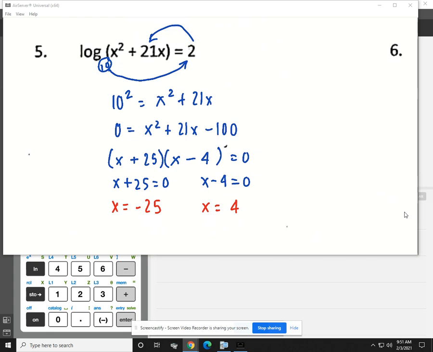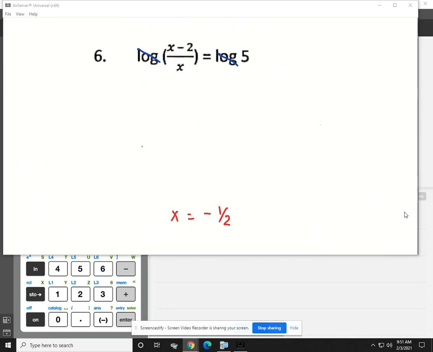All right, then let's just go right across the page. If you look at this one, is it log equals log or log equals a number? It clearly has log on both sides, right? So what's my rule? Drop off the logs. So what's left on the left side? X minus 2 over x. What's left on the right side? 5. Now, a couple of good ways to solve this problem, okay?